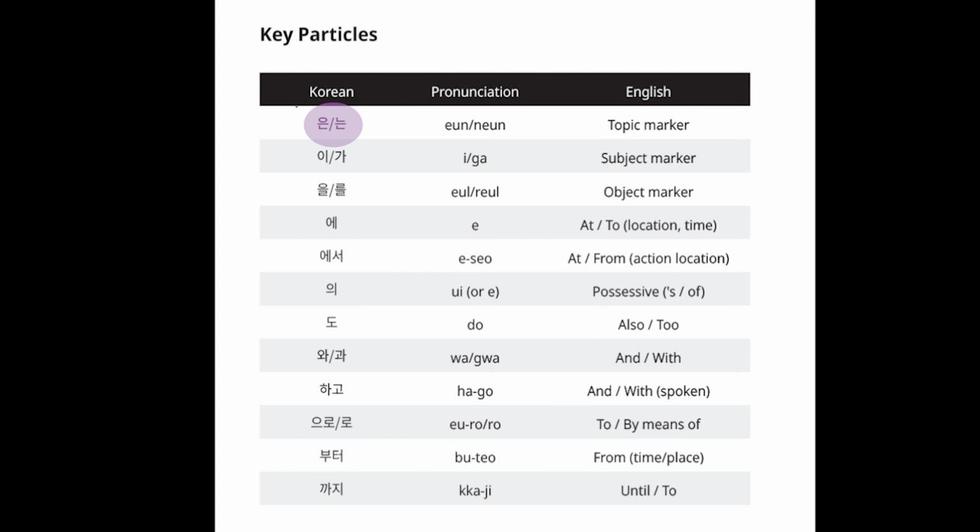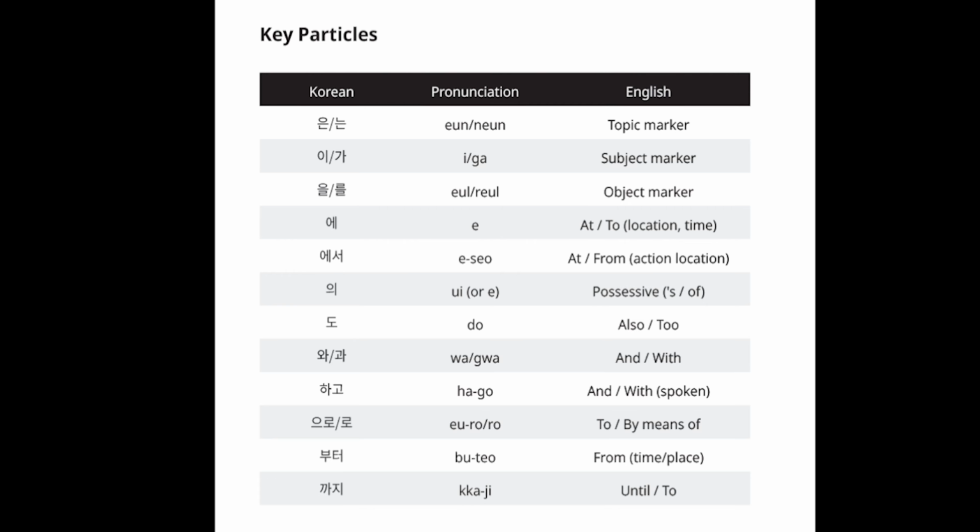First up, 은, 는, the topic marker. This one sets up what you're talking about. As for me, as for this food, it highlights the topic of the sentence. Next, 이, 가, the subject marker. This marks who or what is doing the action. Then we have 을, 를, the object marker. This tells us what's receiving the action.